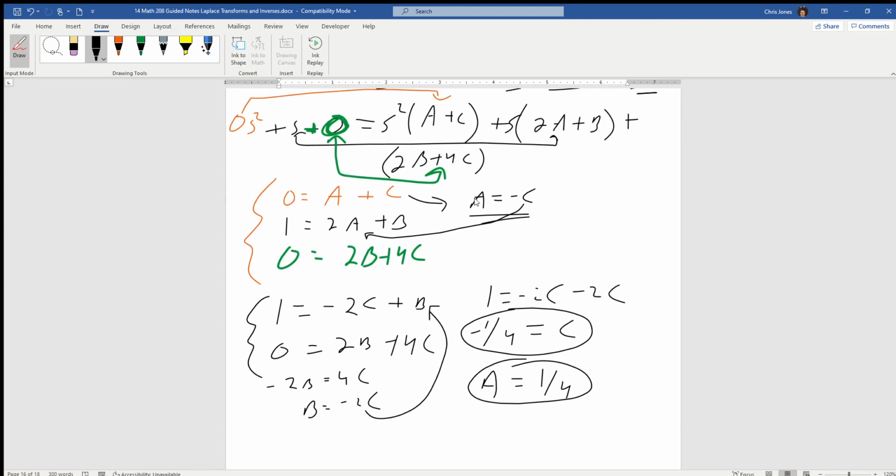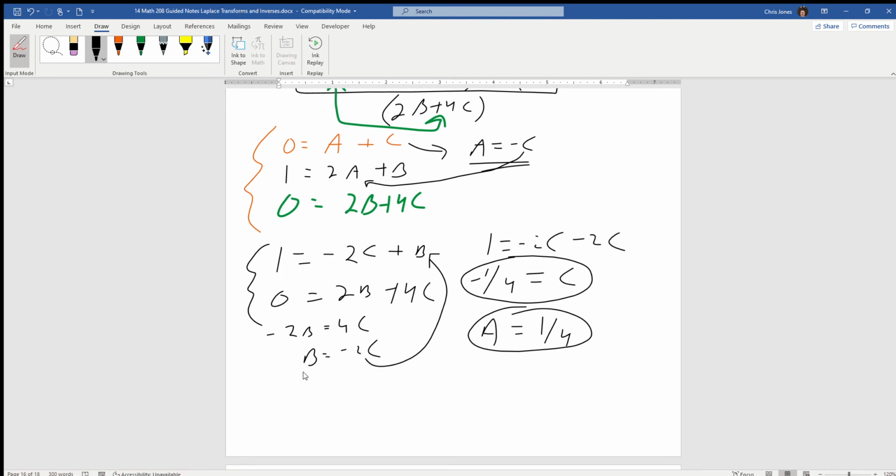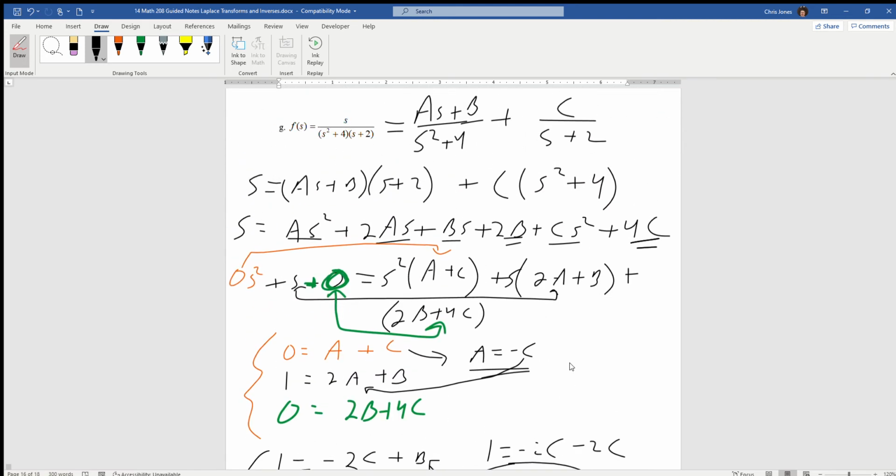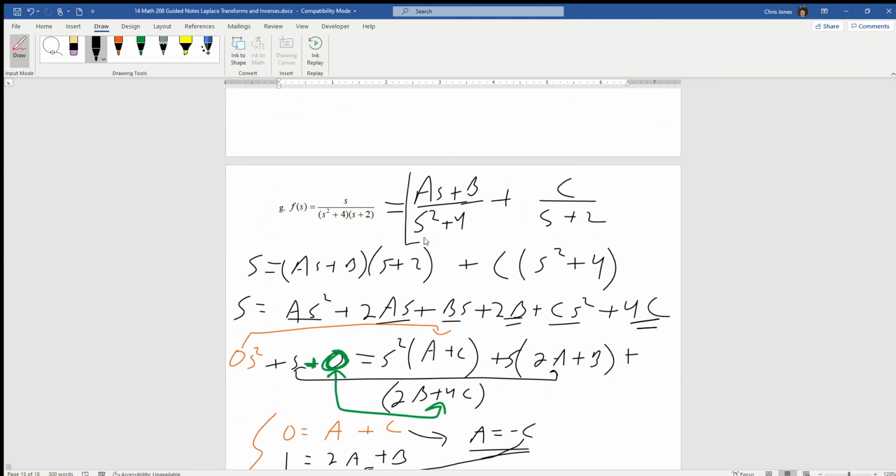Remember that b is related because b is equal to minus 2c. So b is equal to negative 2 times negative 1/4, or 1/2. All right, so hopefully that's okay with everybody so far, just some algebra. And now what we're going to do is go back and remember that this was the decomposition that we were looking for.